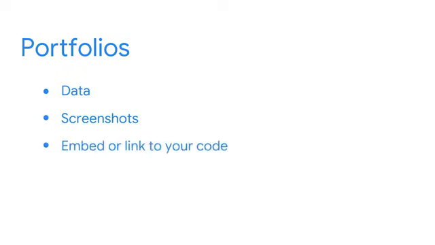Once you pick a platform or multiple platforms to host your portfolio, you can add your projects. Choose whether to represent your projects by including your data, screenshots of your visualizations, embedding the code, or all of the above. If embedding isn't possible on the platform you choose, you can always include links to allow access to your projects.